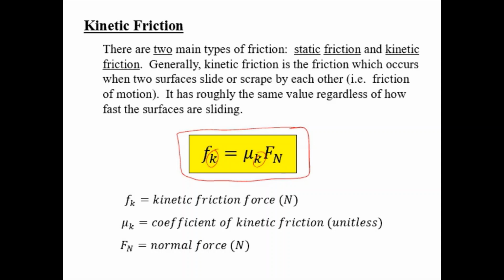So F sub k, the amount of kinetic friction force we get in newtons, is equal to the coefficient of kinetic friction times the normal force, which is our F sub n. So again, both the friction force and the normal force are in newtons. Mu sub k is a unitless quantity, and it's important to use mu sub k, because we're going to distinguish between that and mu sub s, which is our coefficient of static friction, because these aren't necessarily the same size variables.